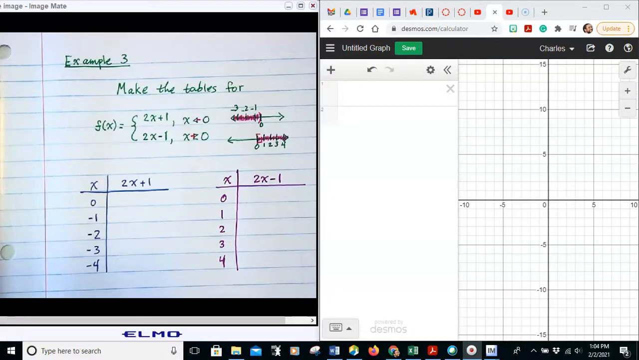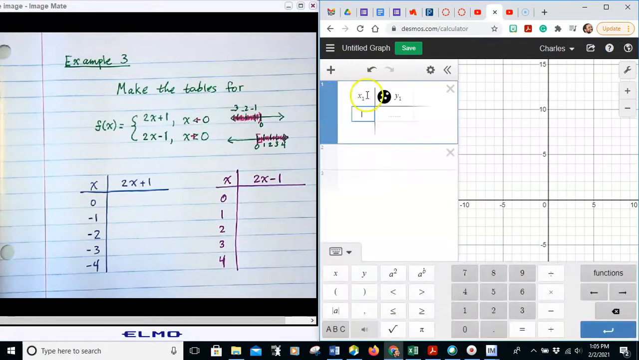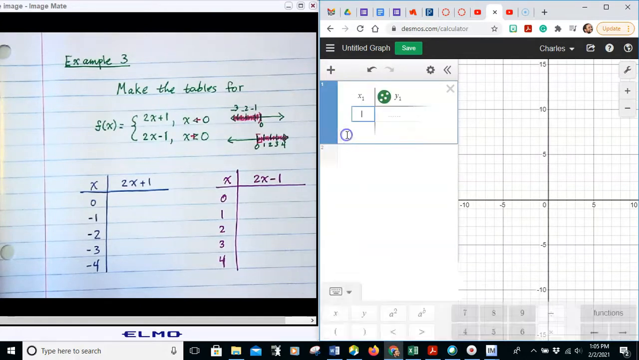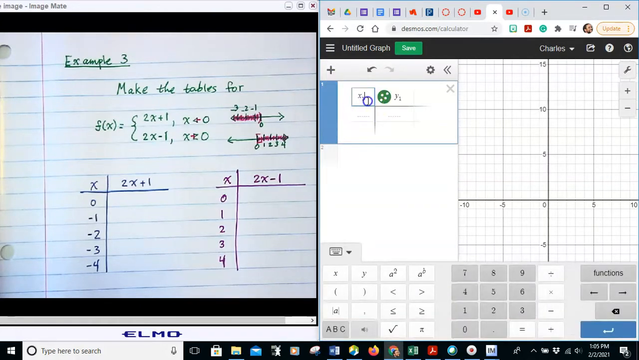Remember, Desmos.com. All right, we're going to hit the plus sign. We're going to go to table. Again, we're going to get rid of these x's. And oh, I got rid of the whole table. I don't want that. All right, so here we're going to get rid of the x. We're going to get rid of the y. So just highlight them and delete them.